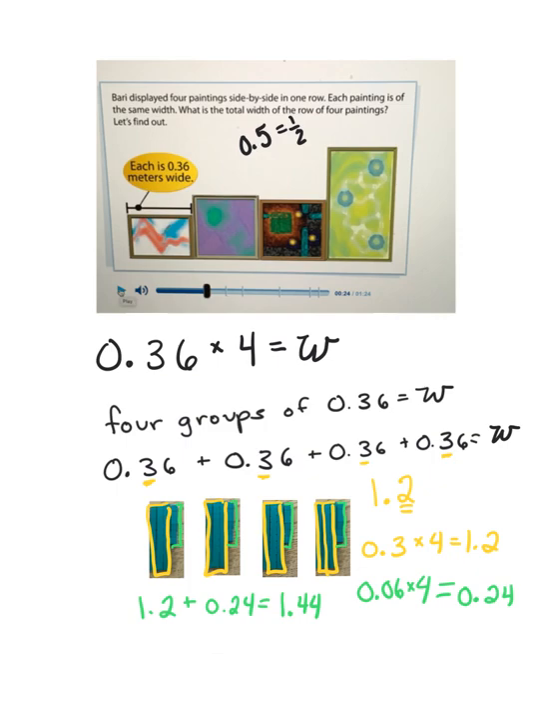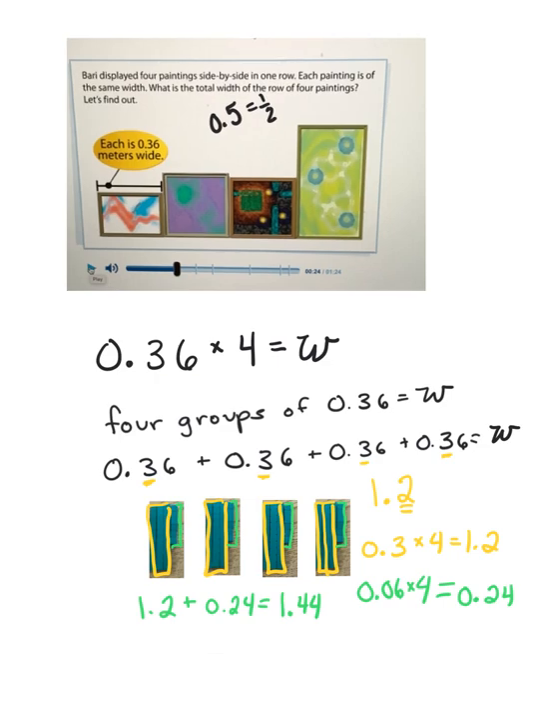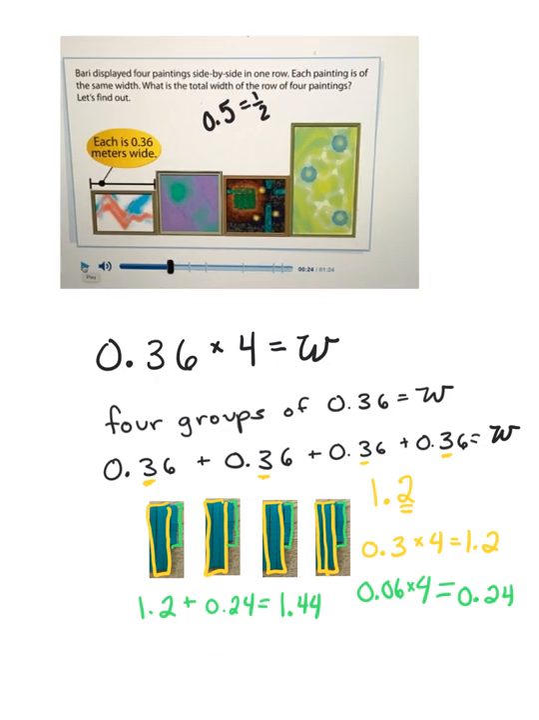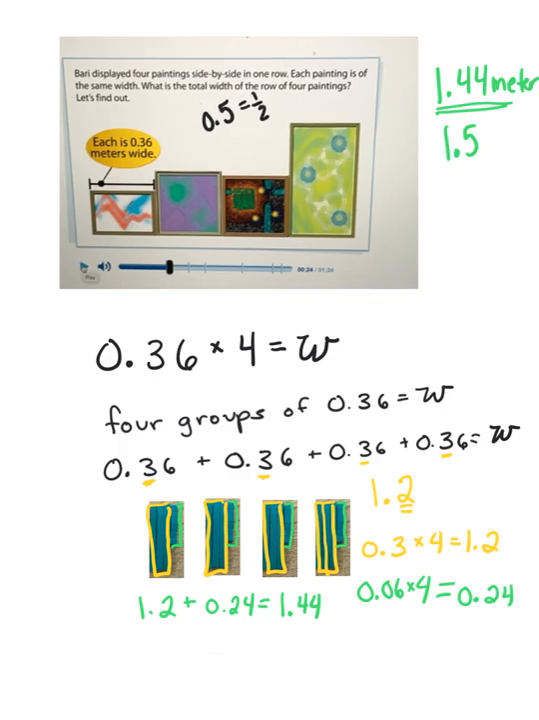Let's try to put that number into context. If we say that the total width of these 4 paintings is 1 44 hundredths of a meter, well, think about this. 1 5/10 of a meter would be exactly 1.5 meters. So really, we're saying that they are very, very close to 1.5 meters wide. I want you to just focus on this for now.